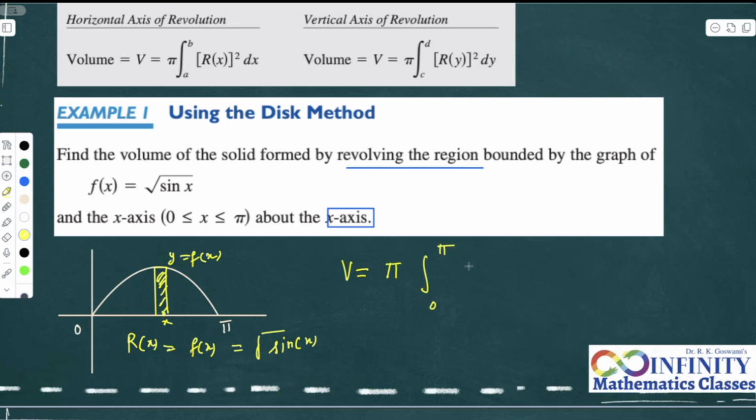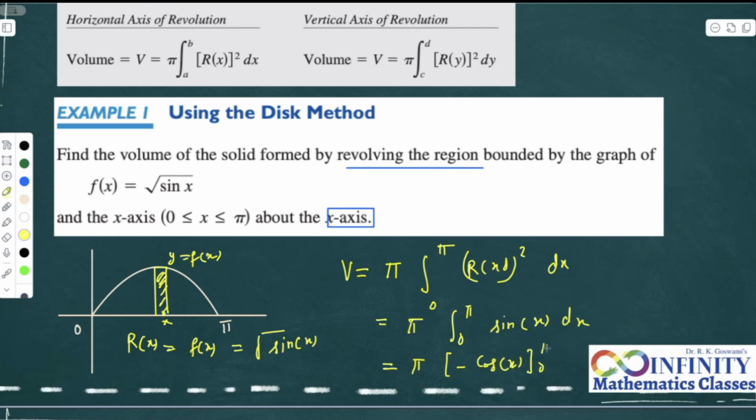Just write 0 to pi. These are the limits of x given to us. And I'm having R(x) square into dx. What is R(x) square? It is going to be sine x. And you know the integration of sine x. What is the integration of sine x? Is it negative of cos x? Right. And you can simplify. Can you please tell me what is the final answer?